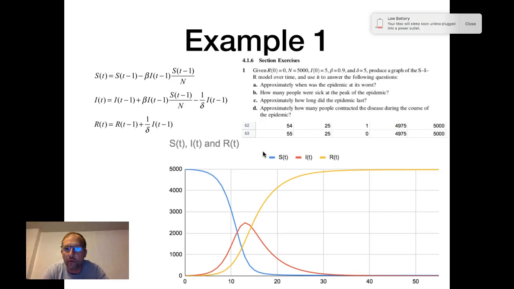So 55 time steps, or 55 days, is how long the epidemic lasted. Approximately how many people contracted the disease during this course? In the third column here, you can see 4,975 are removed, so they at one point had been infected.